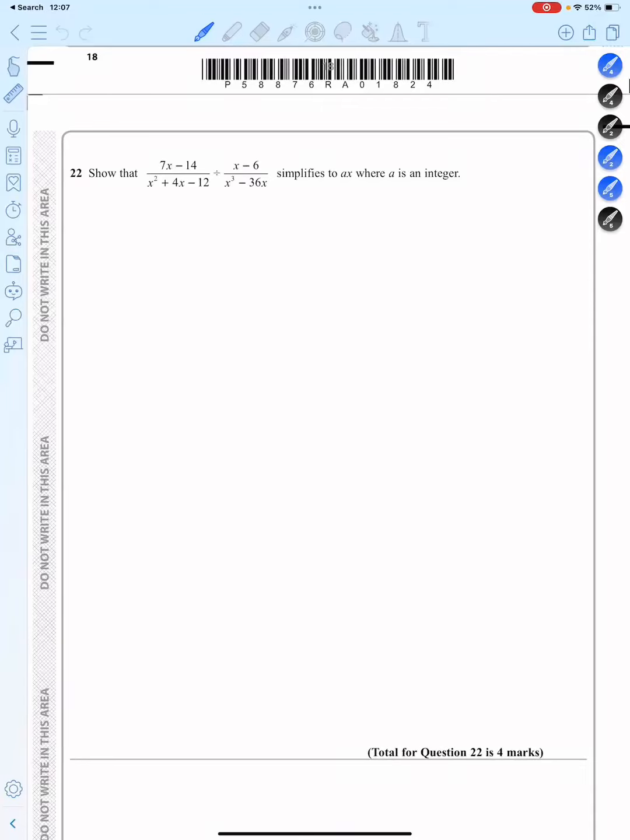Hi, so here we have a 4-mark GCSE question, and we need to show that this expression simplifies to ax, where a is an integer, right? Now, the first thing we're going to do is factorize this denominator, right?